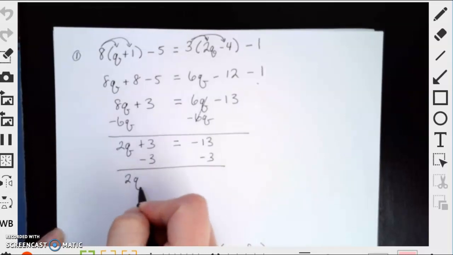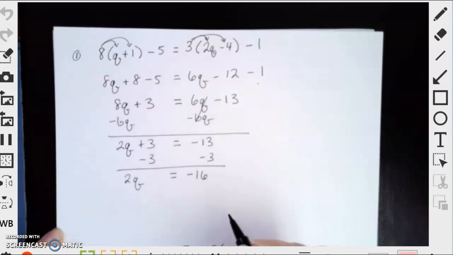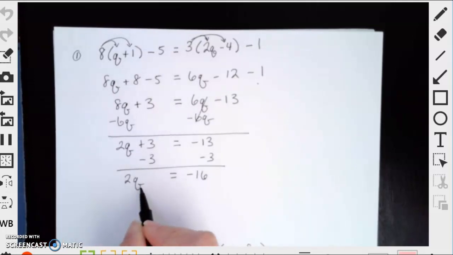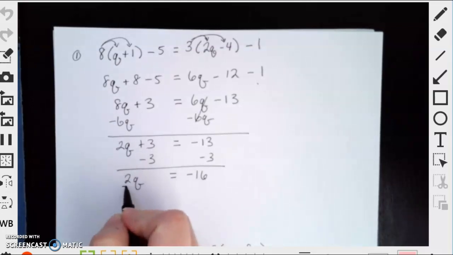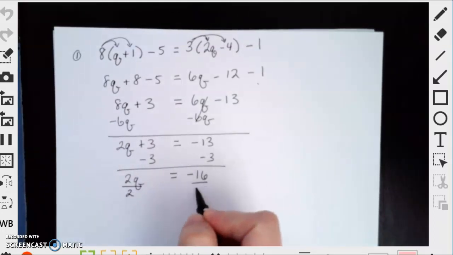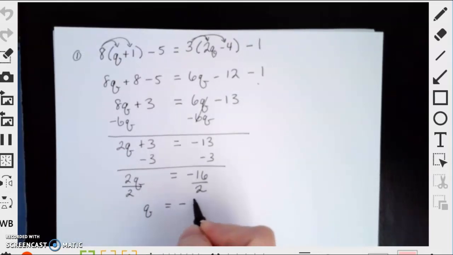So it gives me 2q equals negative 16. So finally, I have 2q, but I want to know what 1q is equal to. So I can divide by that coefficient 2. Do the same thing on the other side, and that gives me q is equal to negative 8. So the solution for this equation is negative 8.